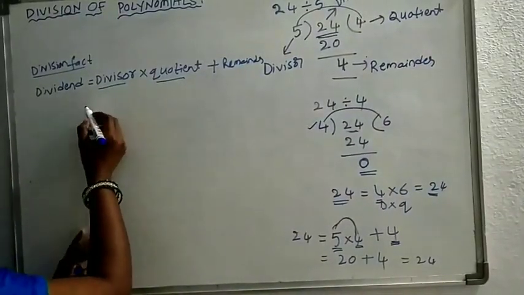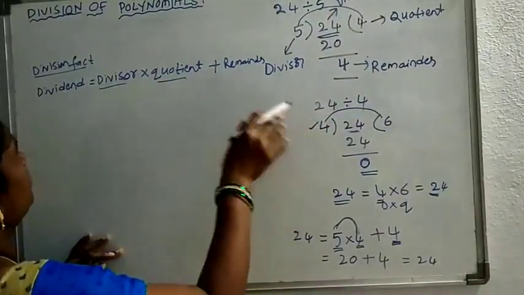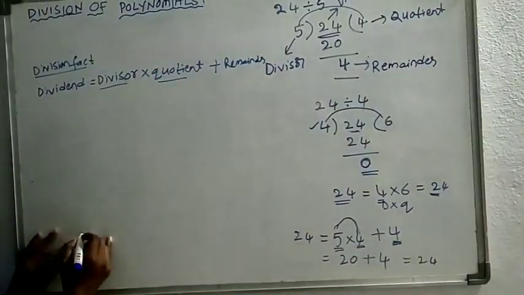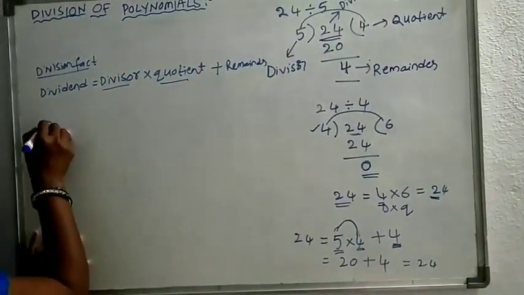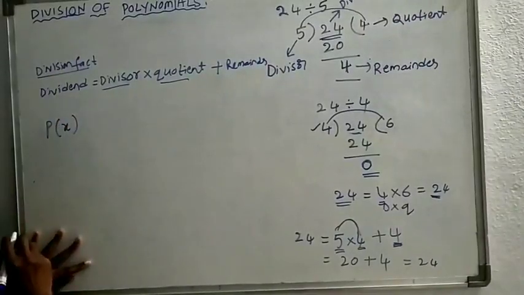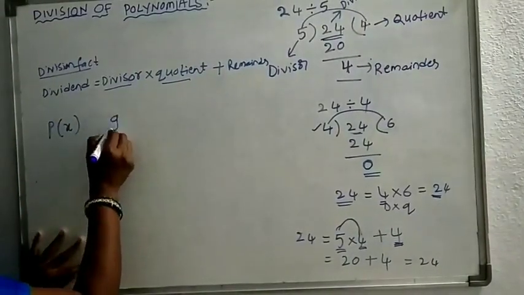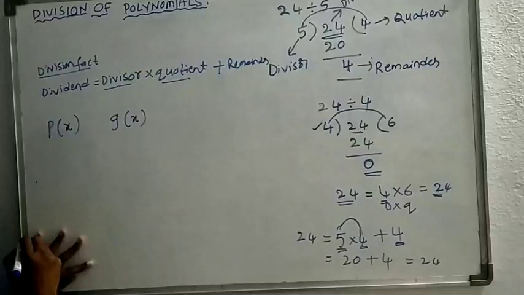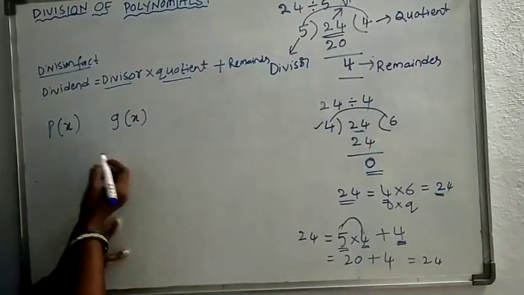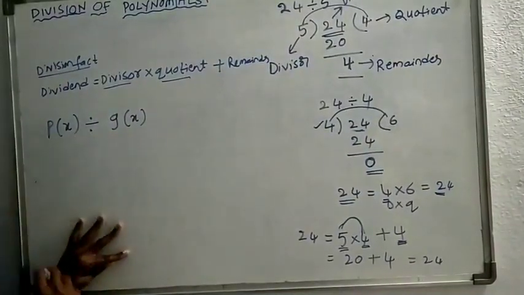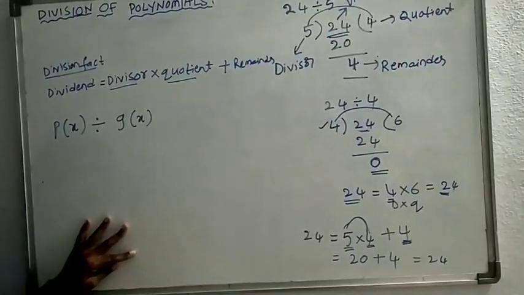So, like these numbers, polynomials also have a dividend. Let p of x be a polynomial and g of x be a polynomial. If we divide these two polynomials, p of x is divided by g of x.